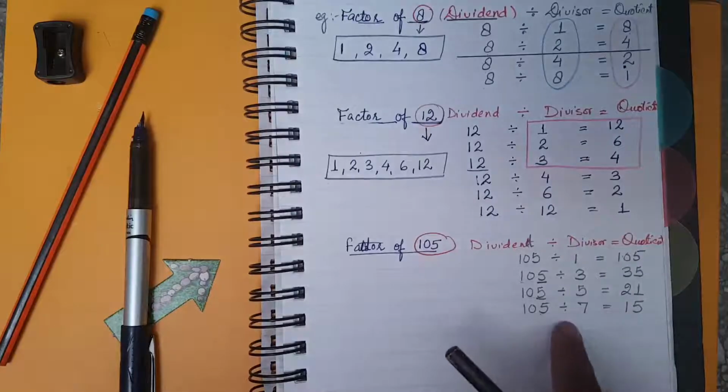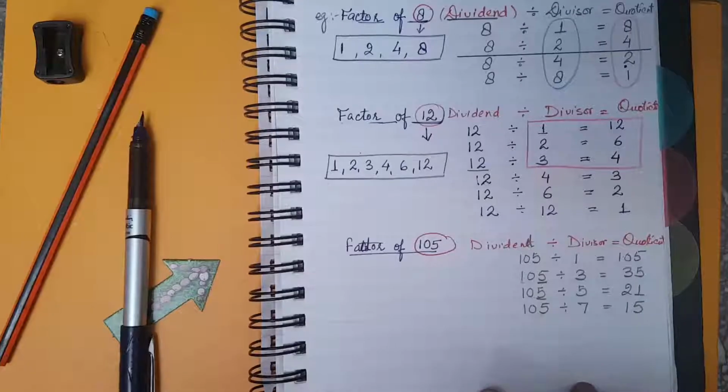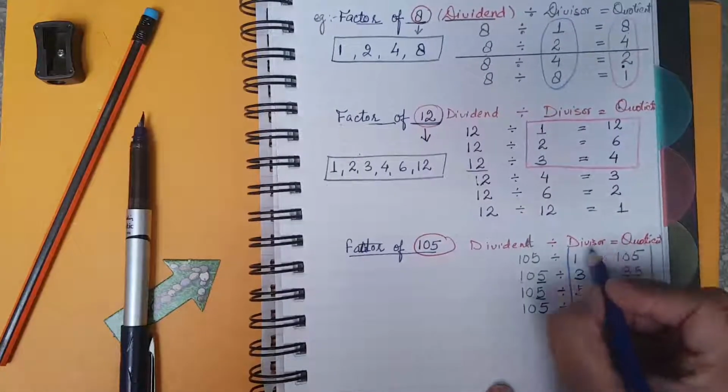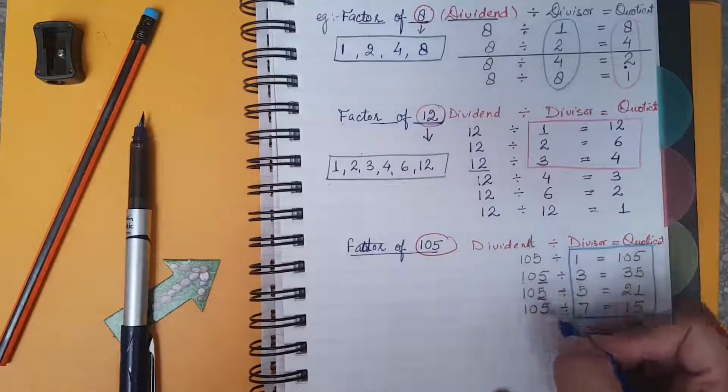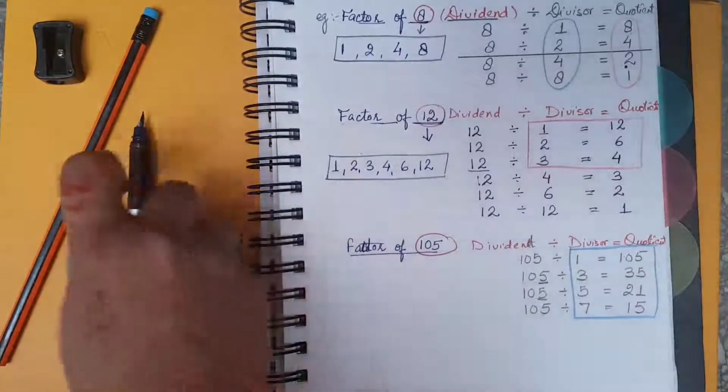But here you can see, if I write more, the same numbers will come, right? So I will stop here and I will just mark that all the divisors and the quotients are the factors of 105. I hope it is clear to all.